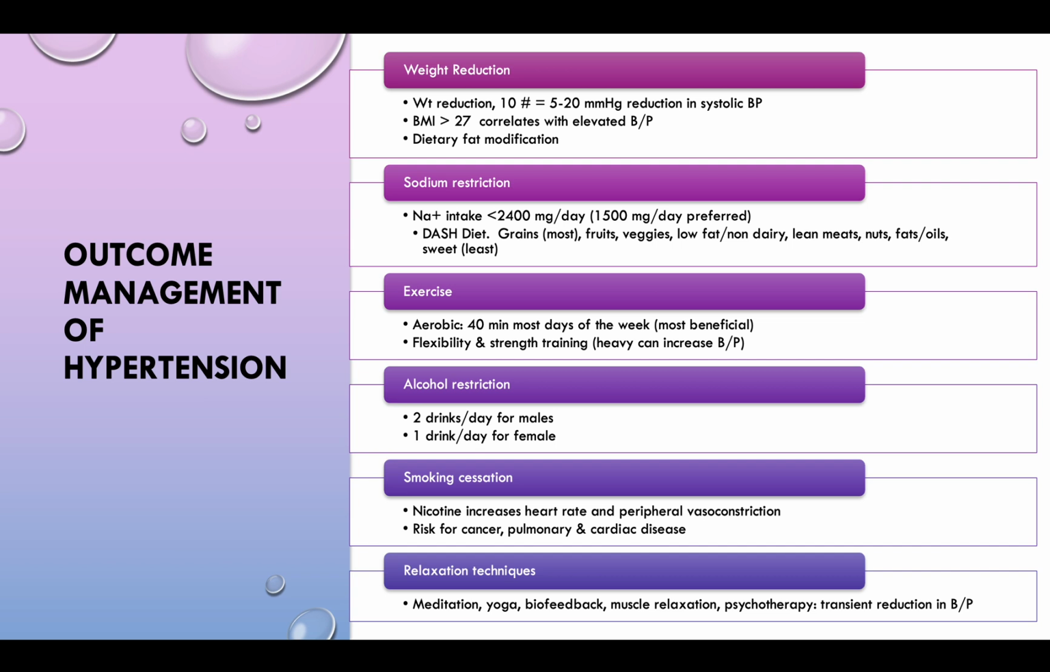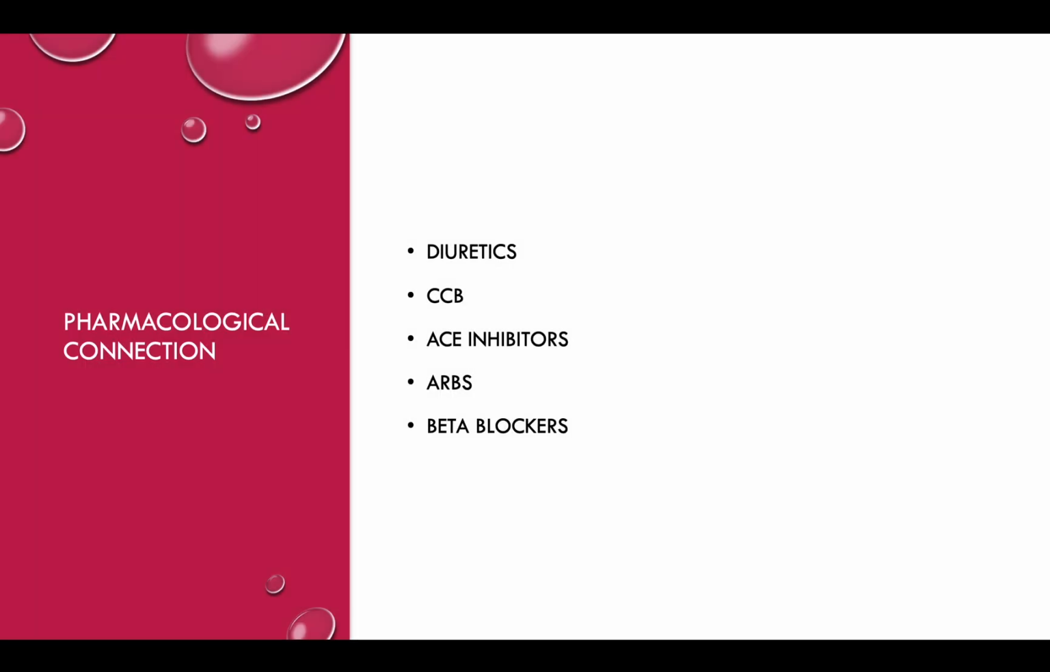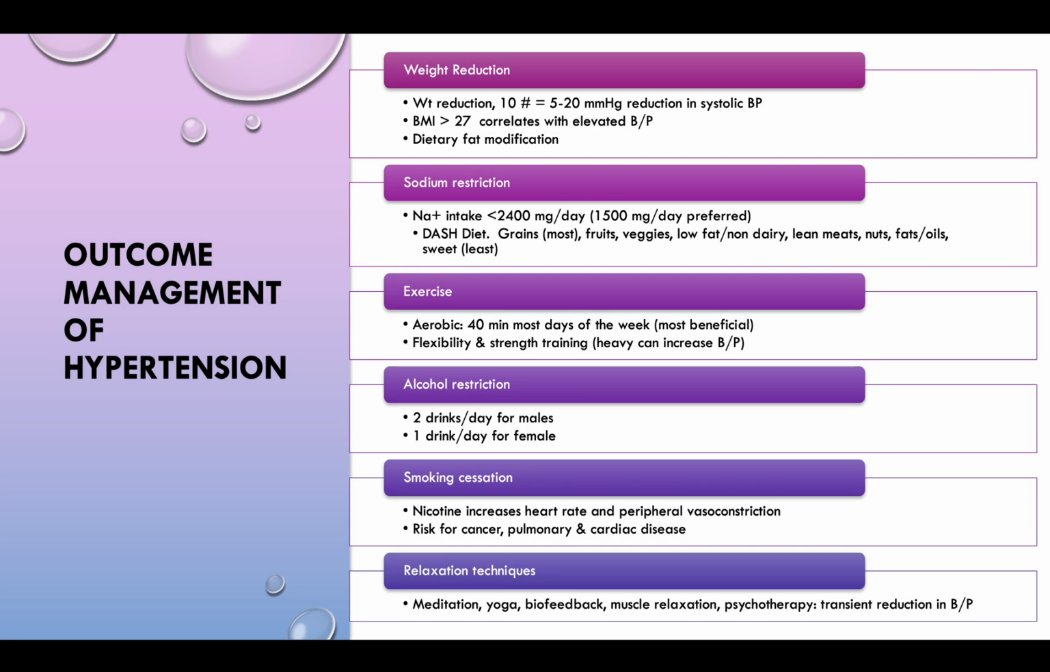It's recommended that alcohol is consumed in moderation. There's some guidelines here for that, as well as smoking cessation. Nicotine not only increases our heart rate, but it also increases vascular resistance, both of which can contribute to an elevation in blood pressure. And then stress is another thing that we sometimes forget, that can lead to an elevation in blood pressure. So teaching things like relaxation techniques and stress management are going to help with reducing blood pressure.